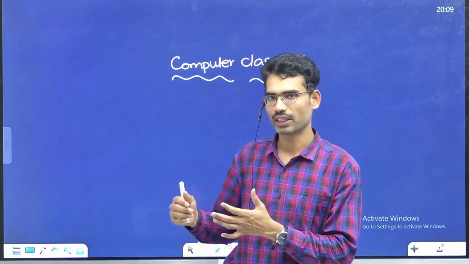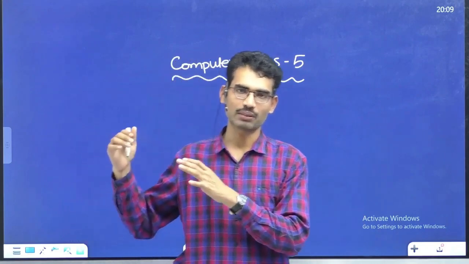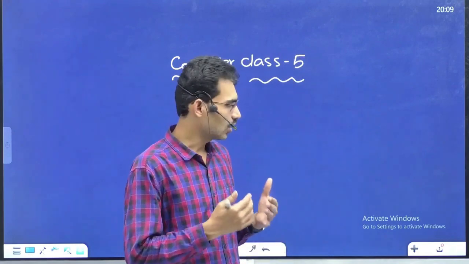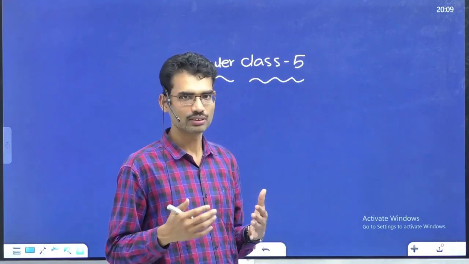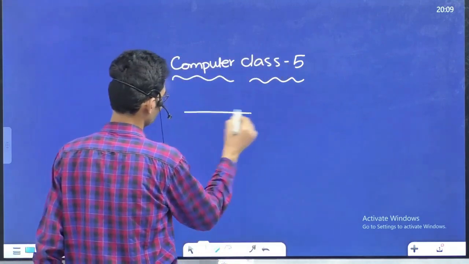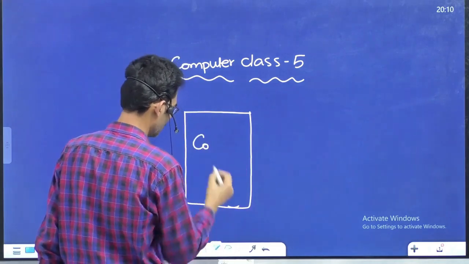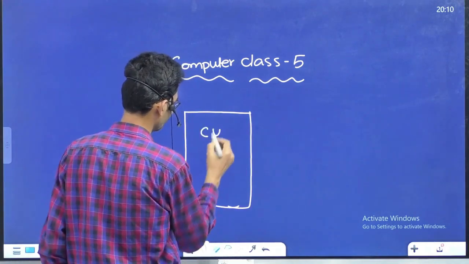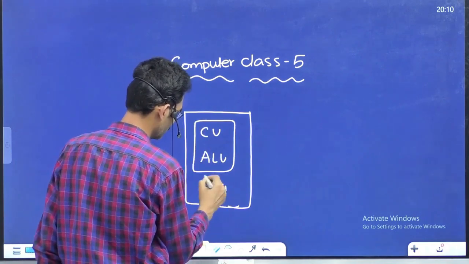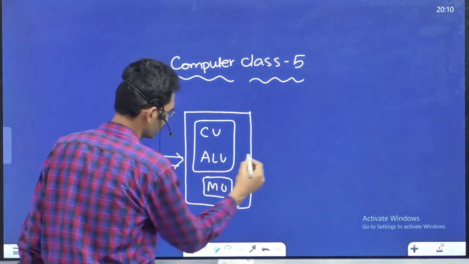In one of the classes we have seen data representation. In data representation, computers always use zeros and ones for the communication. Always you need to remember this architecture, as long as you are studying computers: this is control unit, arithmetic logic unit, then memory unit. This should always be remembered. Everywhere it comes.